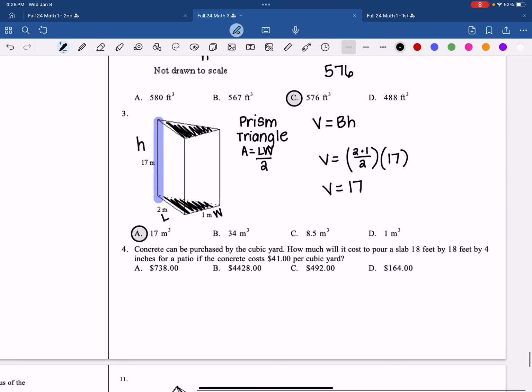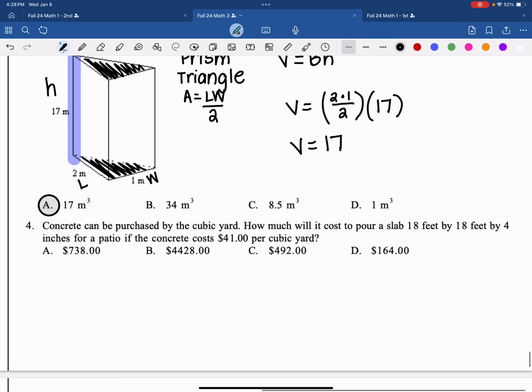All right, so for number 4, it says concrete can be purchased by a cubic yard. So we already can see here that we're talking about yards. How much will it cost to pour a slab 18 feet by 18 feet by 4 inches for a patio if the concrete costs $41 per cubic yard? Okay, so if we're talking about concrete, we're talking about pouring a slab, we're talking about some form of prism at this point.